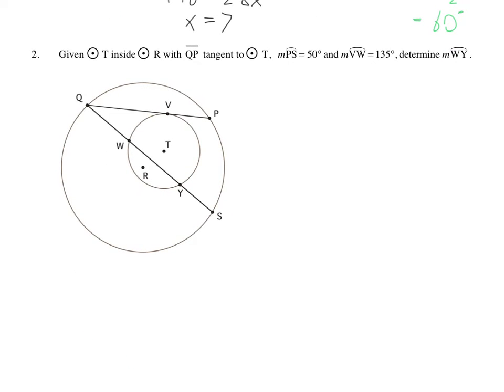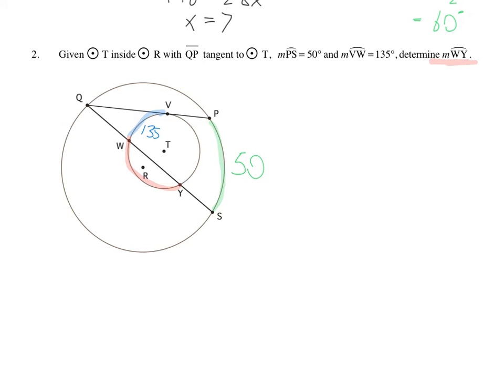For example 2, now we're going to be interchanging between the different relationships. So the first thing you're going to want to do is mark off the different arcs that we know. So we know PS is going to be 50. We know VW is going to be 135. We're trying to find WY. So the thing that is in question is the red, and that's going to be right there. So that's what we're trying to find.